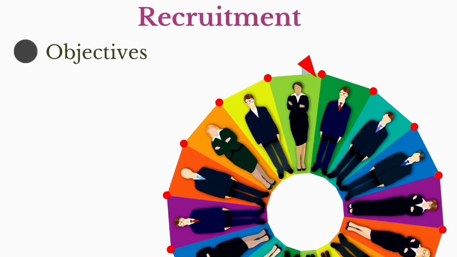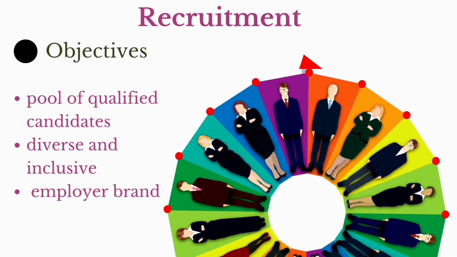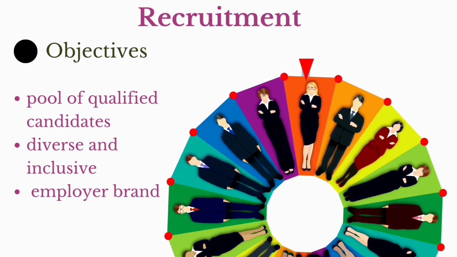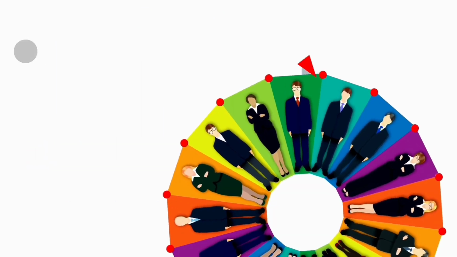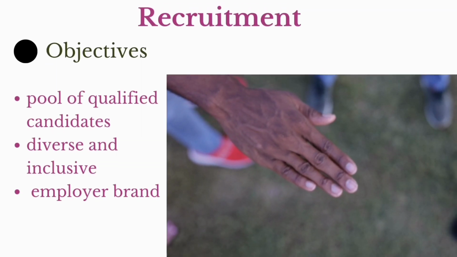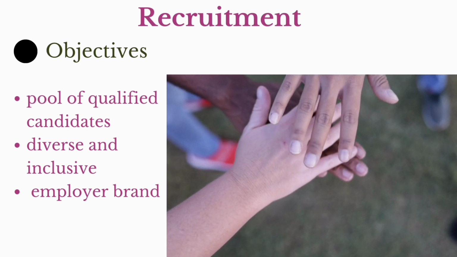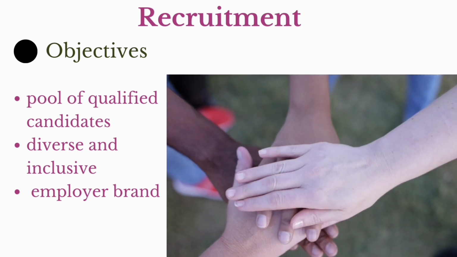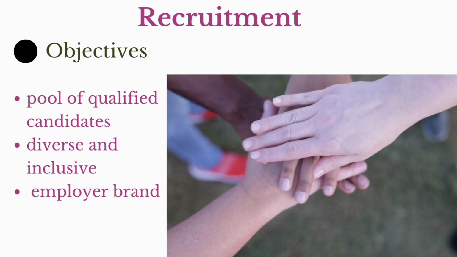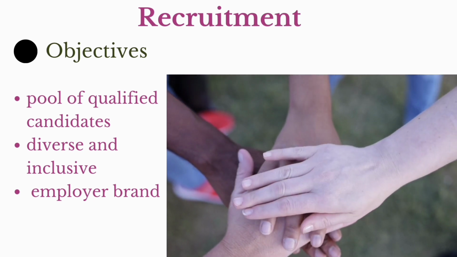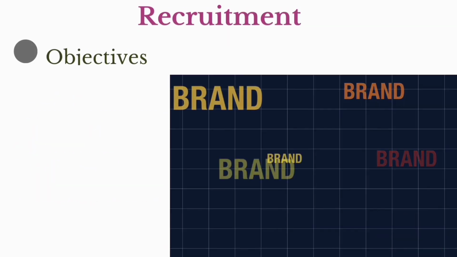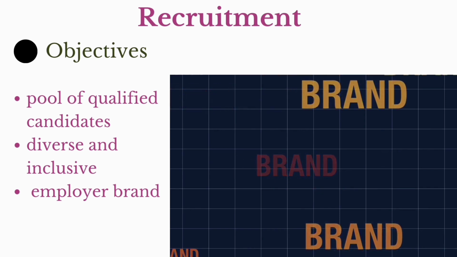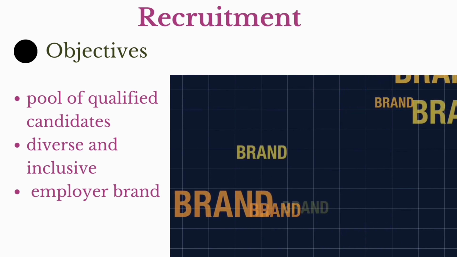So we can say that the objective of recruitment is to create a pool of qualified and interested candidates, to ensure a diverse and inclusive candidate pool. We all know that diversity and inclusion is important for any organization. We must include diverse people. We must help them to grow in our organization. Not only hiring, but their growth is also important. Diversity with inclusion is important. And also to promote the organization's employer brand and reputation. So recruitment is important for these three objectives.